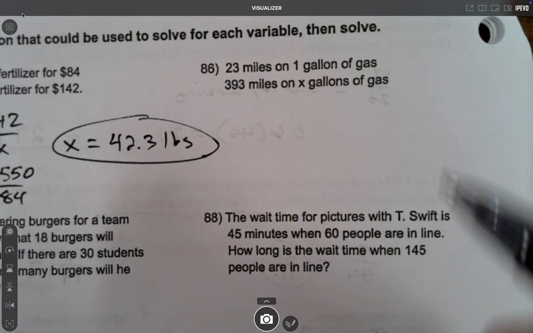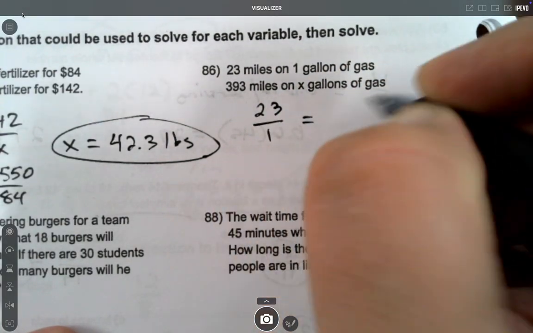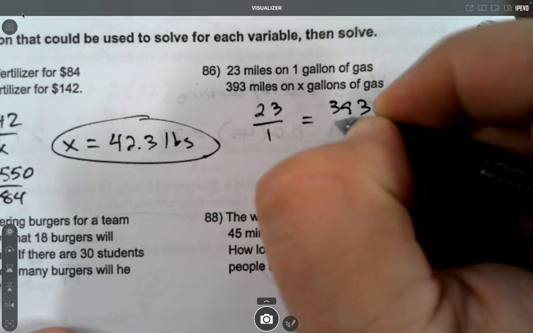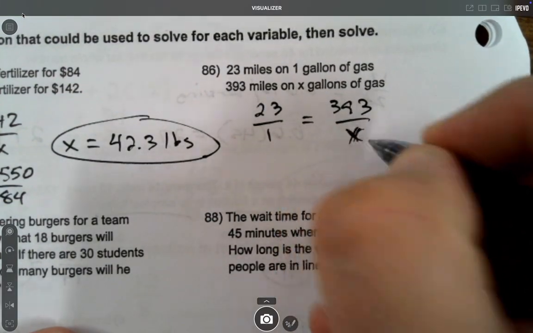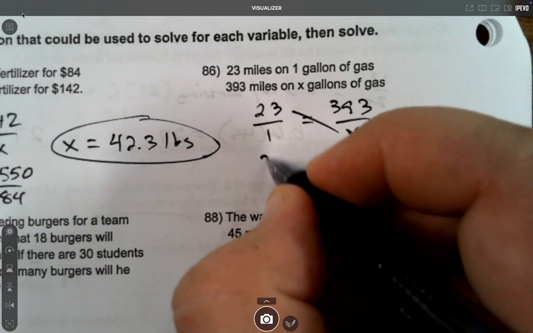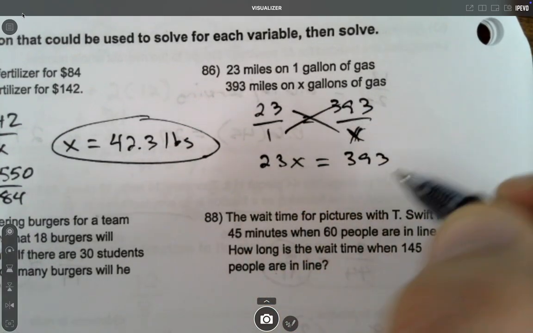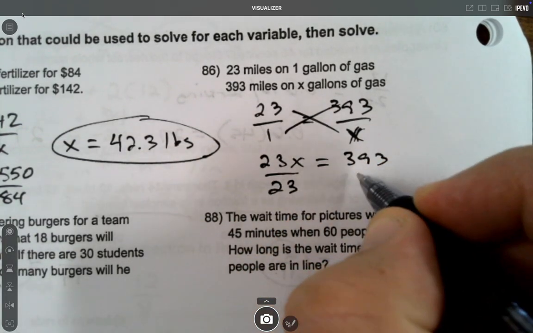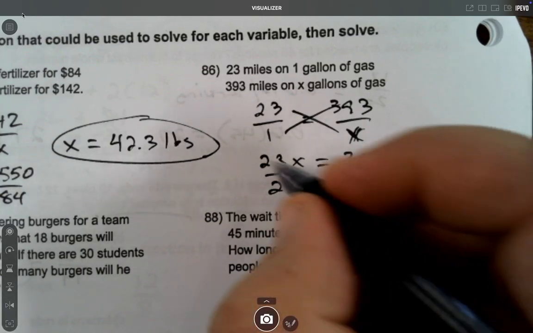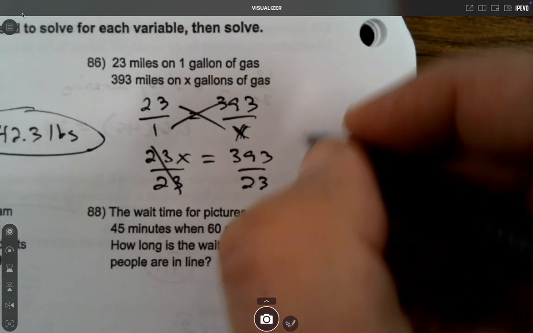86. 23 miles on 1 gallon of gas. 393 miles on X gallons of gas. So we'll cross multiply. Then divide both sides by 23. And we get X equals 17.1 gallons.